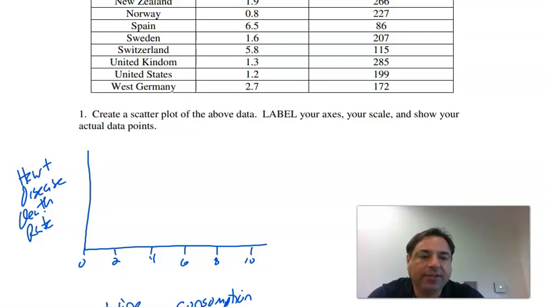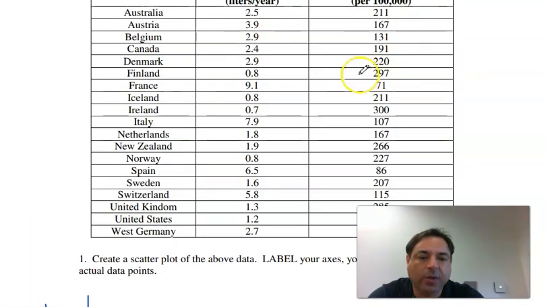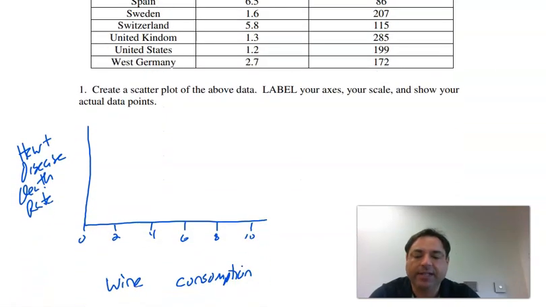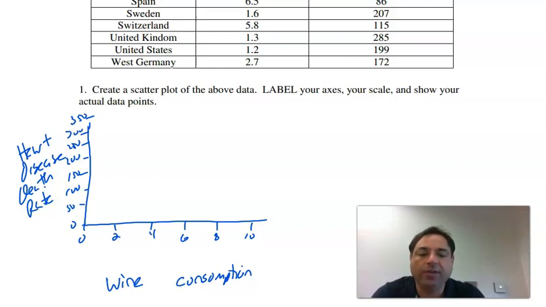Then the heart disease death rate, the lowest is 71, and the highest is 300. So we can go from 50 to 350 or 0 to 350, all those work. I'm going to go from 0 to 350, and I'm going to count by 50s. So we have 0, 50, 100, 150, 200, 250, 300, up to 350. Notice I do all of that first, then I'm going to go to my calculator.